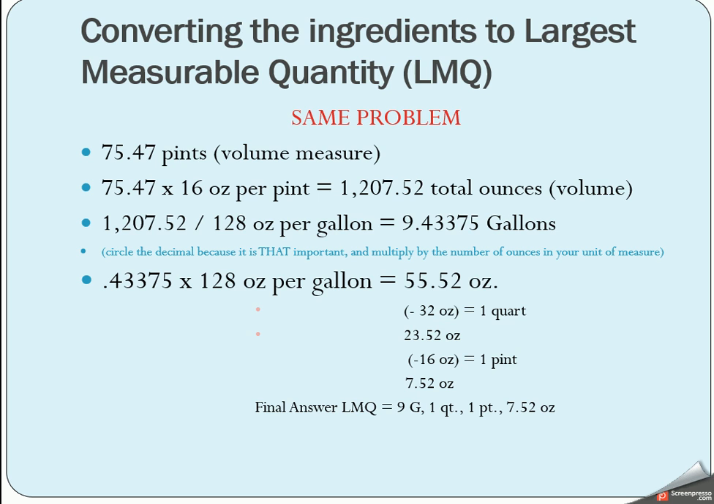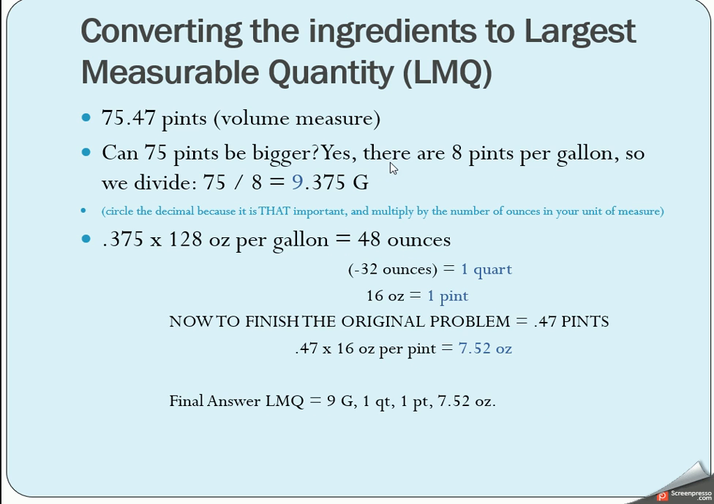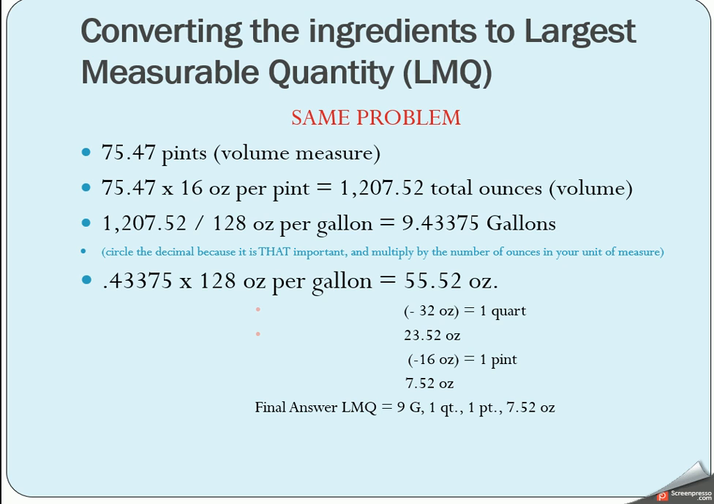So I take that 0.43375, I multiply it by 128 ounces per gallon, and I get 55.52 ounces. From that, I can make 1 quart, so I subtract out my quart. I'm left with 23.52 ounces. I'm going to subtract out my pint, so minus 16, and my answer is the same: 9 gallons, 1 quart, 1 pint, 7.52 ounces. So same problem, 2 ways, same answer. I hope this helps.